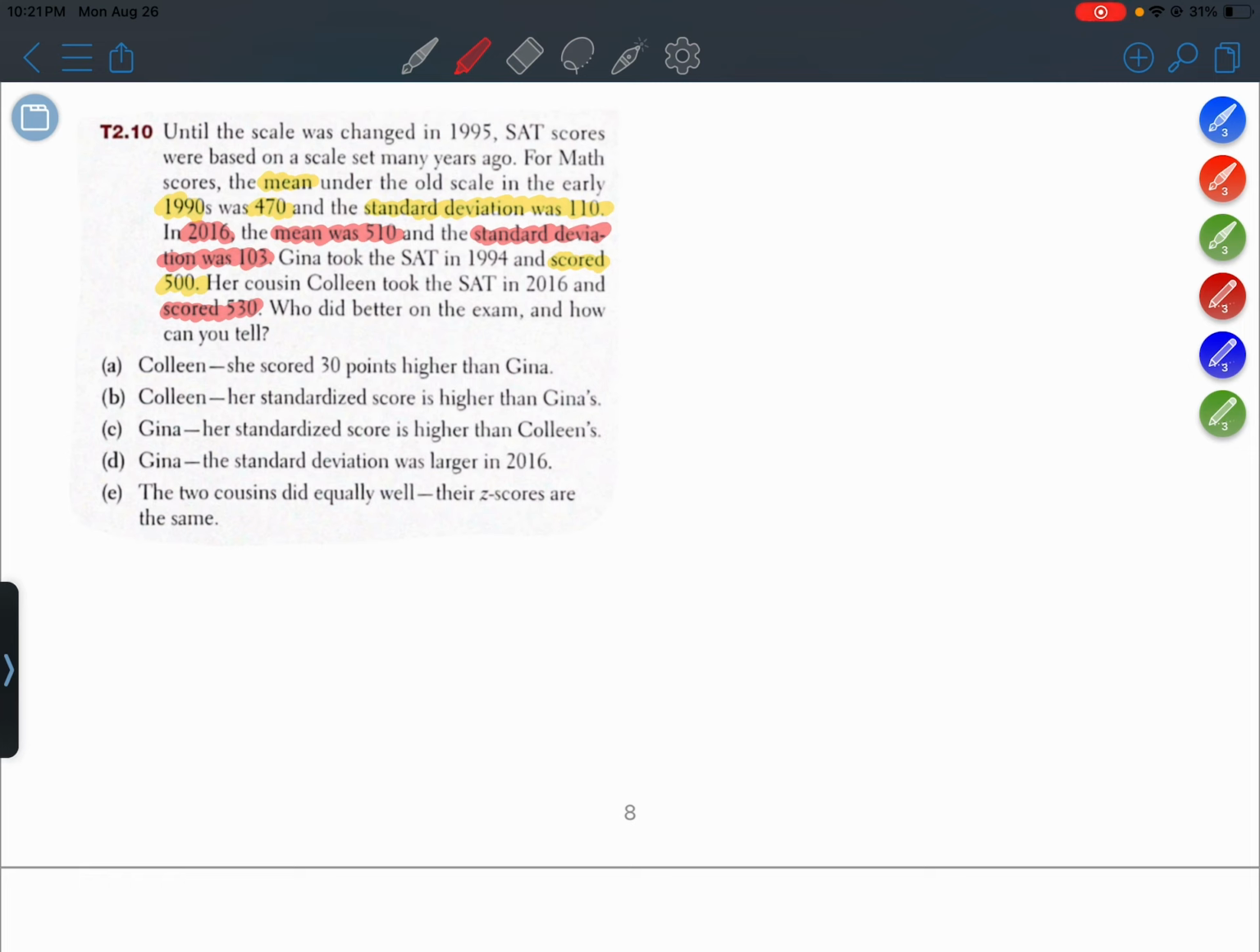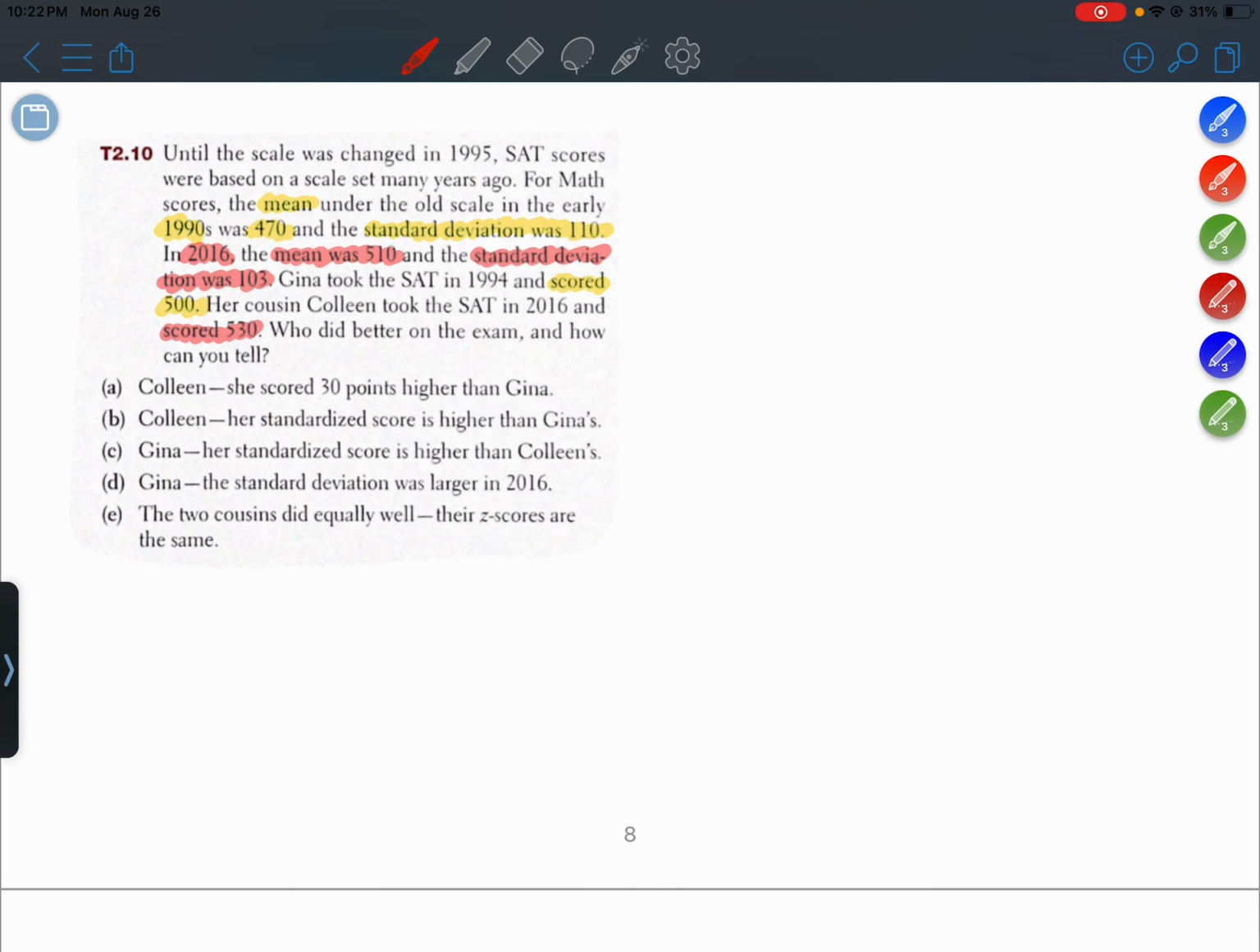So even though these are both SAT scores, it's not an apples to apples comparison because the tests were taken in different years, and it looked like the test was harder back in the 90s, right? The mean was only 470, and in 2016 the mean was 510. So it used to be a harder test. All right, so what we'll do is we'll standardize each of the cousins' scores and then compare the standard scores. Okay, so let's do Gina first.